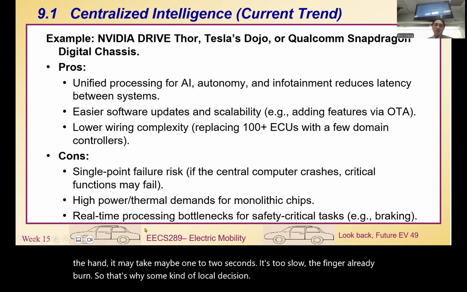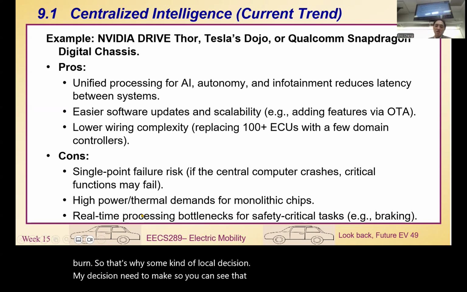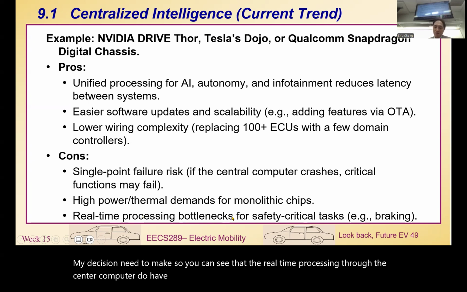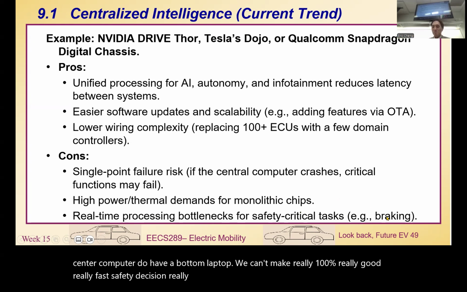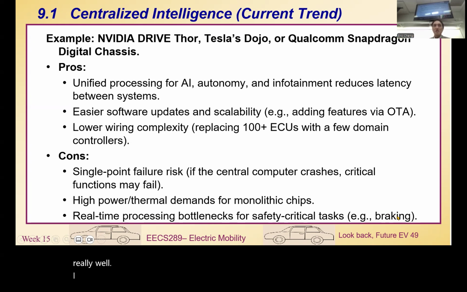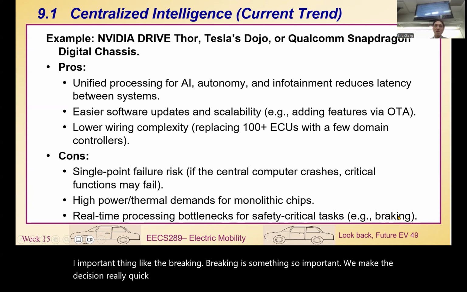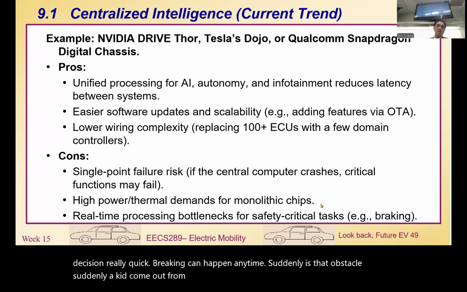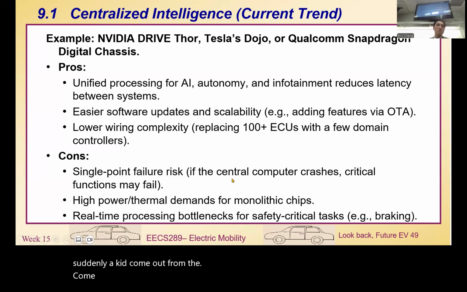So you can see that real-time processing through the central computer does have a bottleneck problem. We can't make really fast, 100% reliable safety decisions. Something important like braking is so important, we need to make the decision really quickly. Braking can happen anytime. Suddenly there is an obstacle, suddenly a kid comes out in front of your vehicle. You need to stop the vehicle, right?